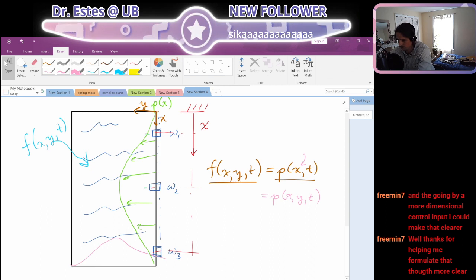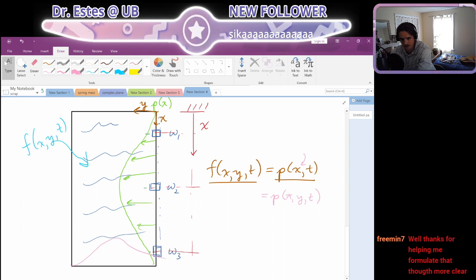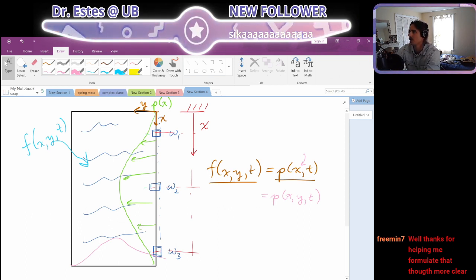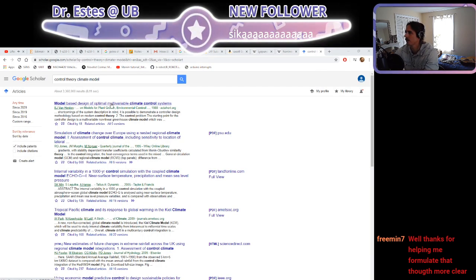I took a course in graduate school on environmental fluid dynamics, and that applies to a lot of things, but it was dynamics of clouds and whatnot for predictive weather models. And I'm sure people have applied control theory to that. What are those control theories? Climate model. Yeah, stuff like this, model-based design, optimal multivariable climate control systems.